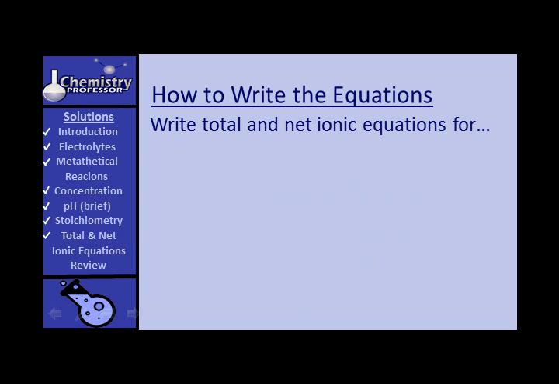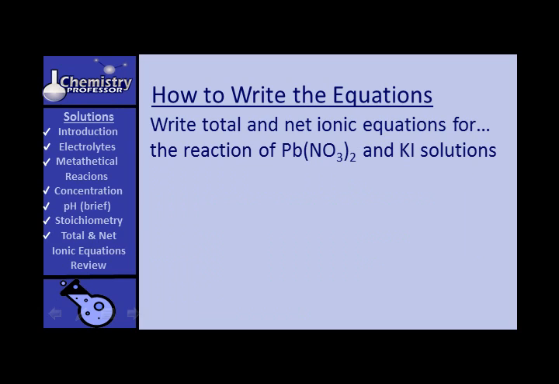Let's try this one. Let's write total and net ionic equations for the reaction of lead nitrate, plumbous nitrate, and potassium iodide. Now here is the whole thing right here. We have lead ions and nitrate ions and potassium ions and iodide ions, giving us a precipitate of lead iodide and leaving potassium ions and nitrate ions. Now, you stop for a minute and write the net ionic equation.